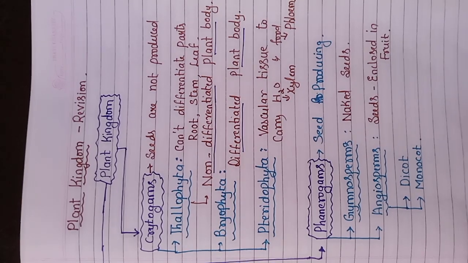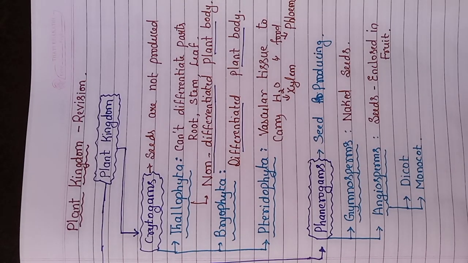Hello students, in this video we are going to do a very quick revision of the third chapter in 11 CBSE biology, that is Kingdom Plantae. So let us get the brief idea about the plants. Basically plants we are going to categorize into two groups.